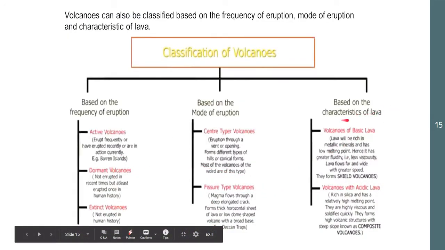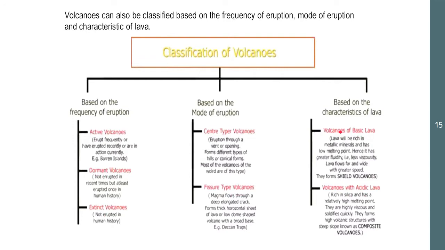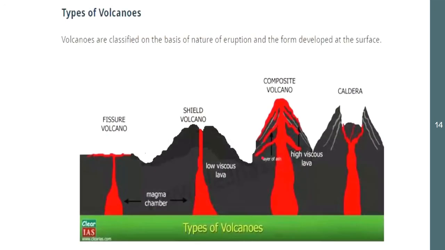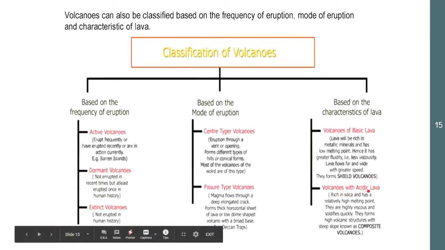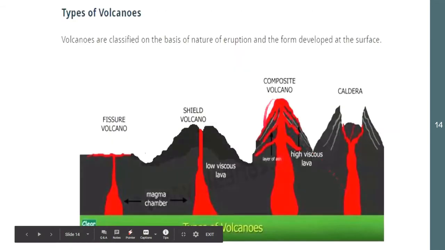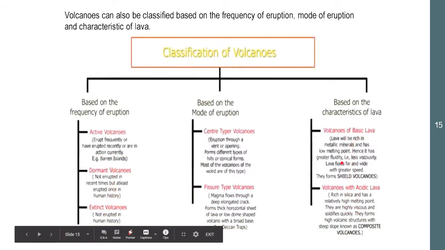Then based on the characteristics of lava, we have volcanoes that erupt basic lava. So the lava will be rich in metallic minerals and has a low melting point. They usually form shield volcanoes. So the lava is basic in its characteristic. Volcanoes could also have acidic lava, so rich in silica, and they have a high melting point. So usually they are found in composite volcanoes.